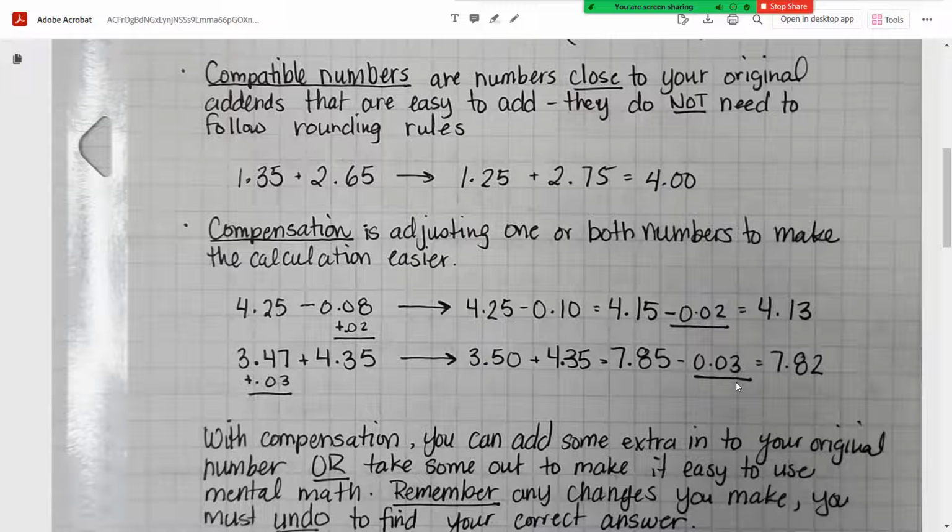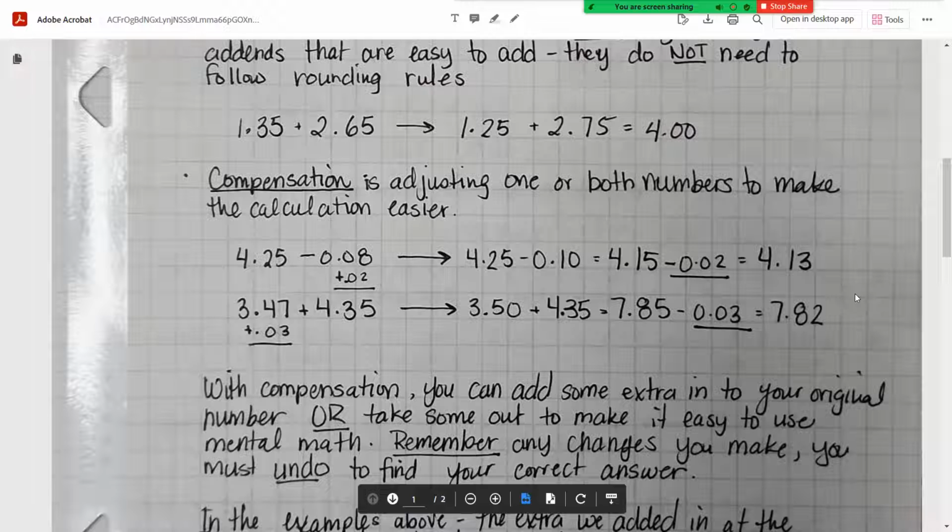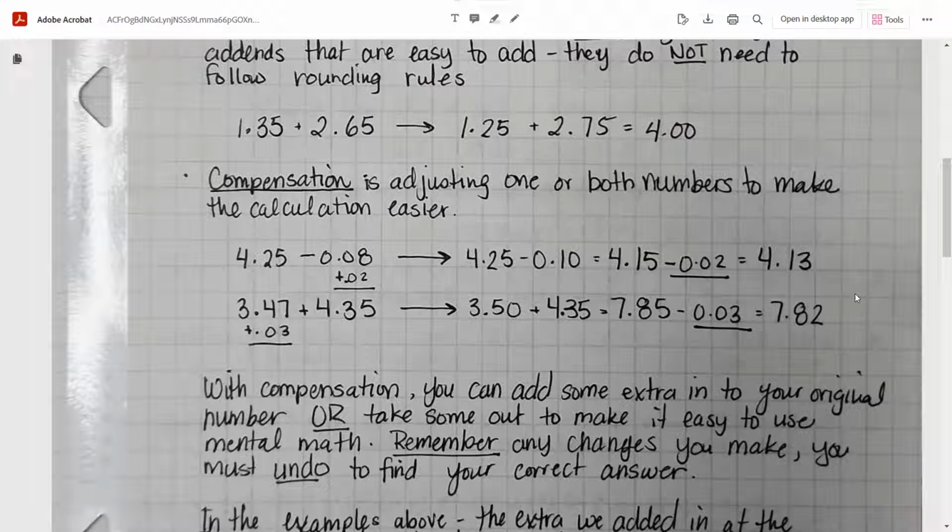Now with compensation, you can add some extra into your original number or take some out to make it easier to do your mental math. But remember, any changes that you make, you must undo those changes to find your correct answer.